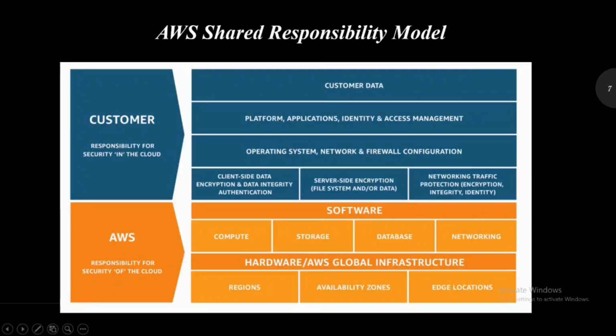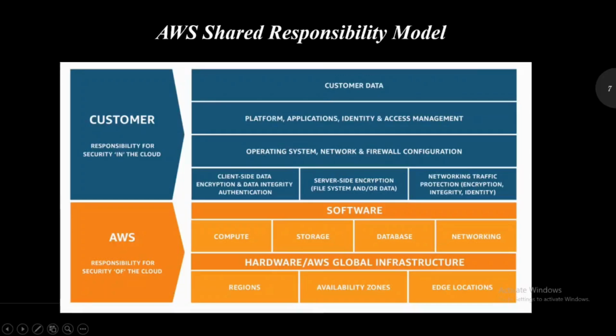Edge locations. Edge locations are data centers located in various geographic locations around the world that are used to deliver content to users with low latency. They are primarily used by services like Amazon CloudFront and AWS Global Accelerator.